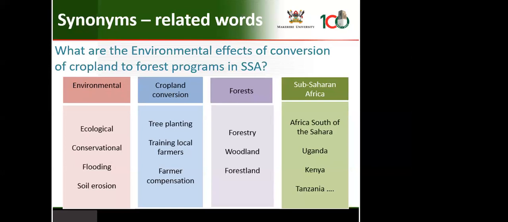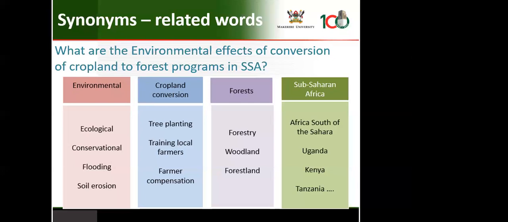But under each of those words, I have what we call synonyms or related words. So under environmental, I have ecological, conservational, flooding, soil erosion. There are many out there. Then cropland conversion means converting cropland into something else, for example into forest. The related words would be tree planting, then training as an intervention, training of people how to plant trees. Then there's farmer compensation. All those are interventions, because conversion is actually an intervention, so all those words related to that intervention are under cropland conversion.